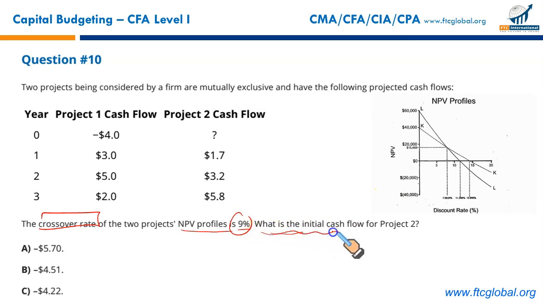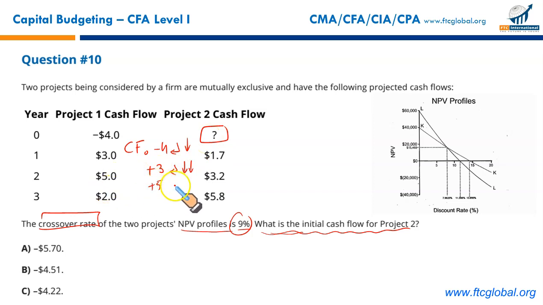What is the initial cash flow for project 2? We need to find the initial cash flow. So first we'll find the NPV of project 1, because at 9% the NPV of both projects is the same. We start with the cash flow at year 0, enter -4, down arrow key. Next year cash flow +3, enter, down arrow key twice, because frequency is 1. The system will take 1 as default.